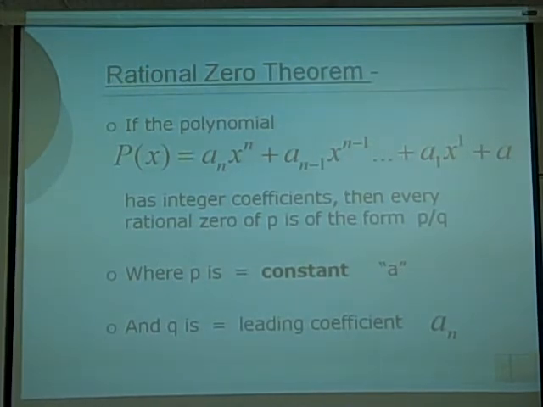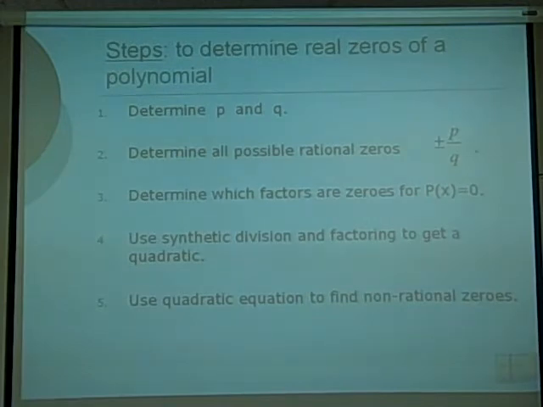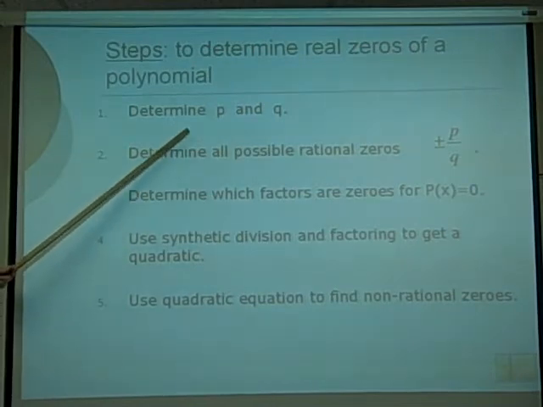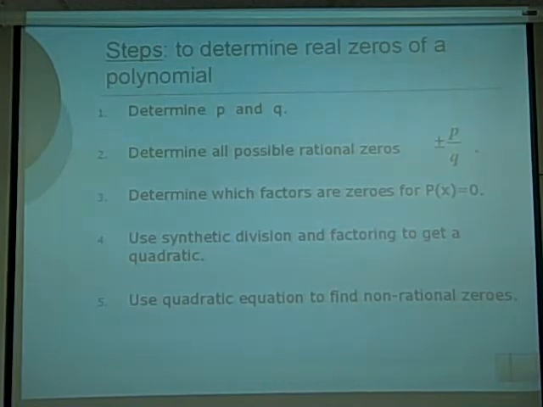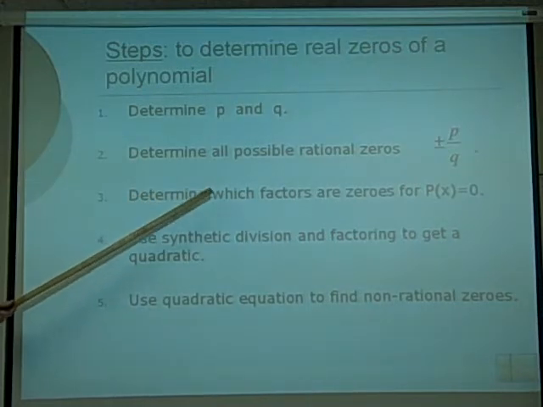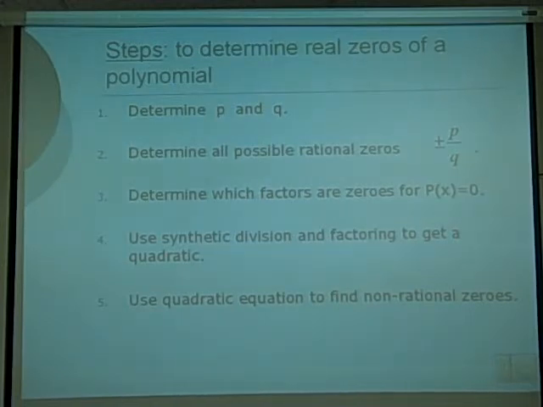And so we use that p and q to find all possible zeros. We determine our p and our q from our last and our first coefficients. Determine all possible rational zeros by applying plus or minus p over q. We get factors for p and factors for q. Determine which factors are zeros. So we're going to set that equal to 0 and then use synthetic division. And if we have to, we'll use the quadratic equation as well.